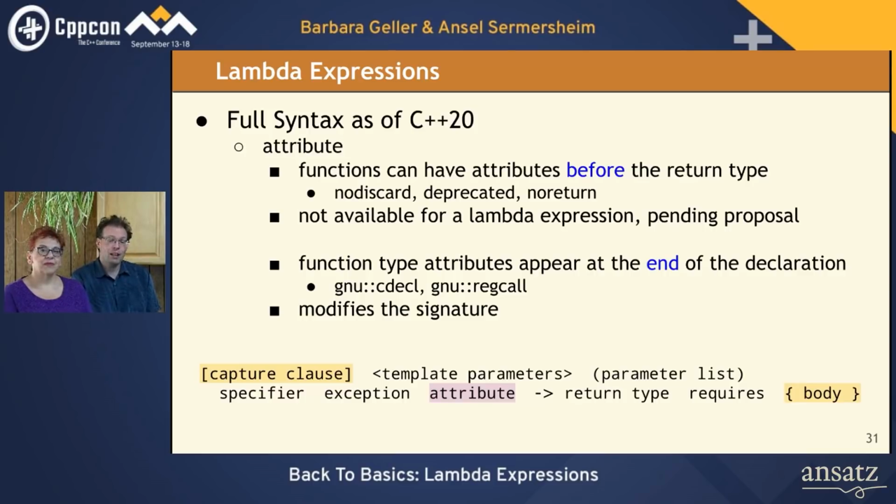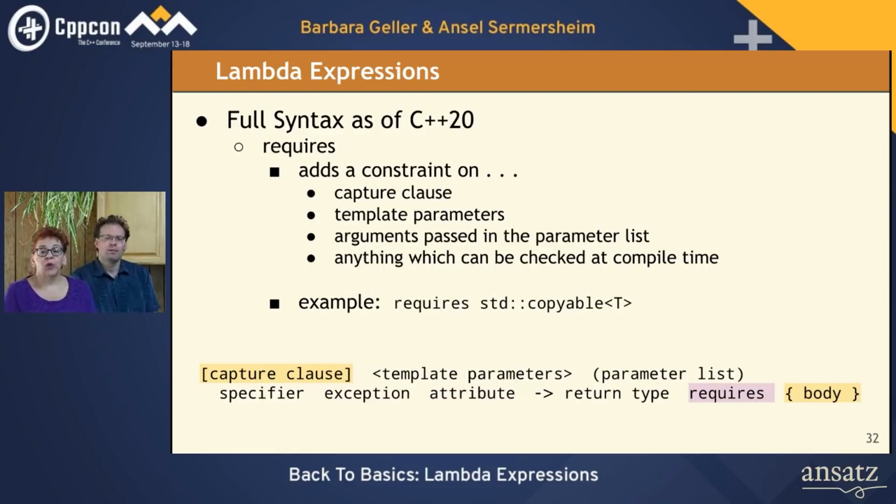There's a second set of attributes which appear at the end of a declaration. These are called function type attributes, and these modify the signature. These are all compiler and platform specific attributes, usually things that change the platform ABI calling convention, like gnu::cdecl. These attributes can be placed before the return type of a Lambda expression. But don't try marking a Lambda expression nodiscard, it won't work yet.